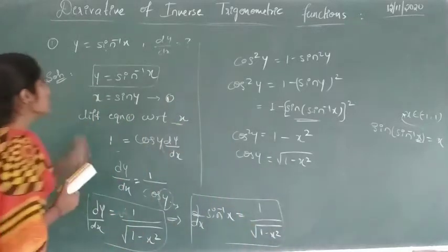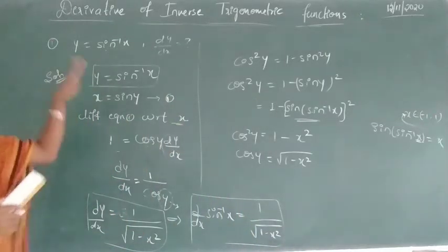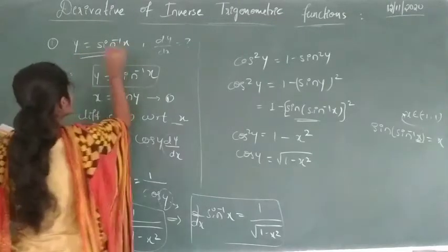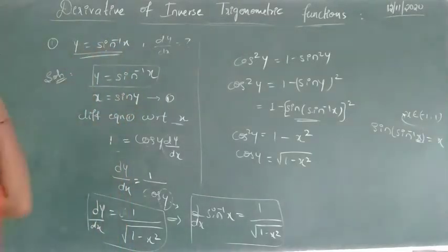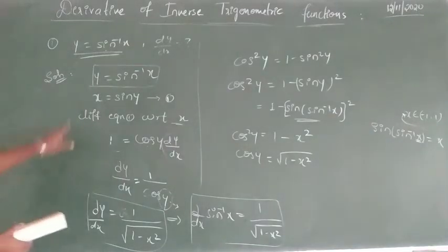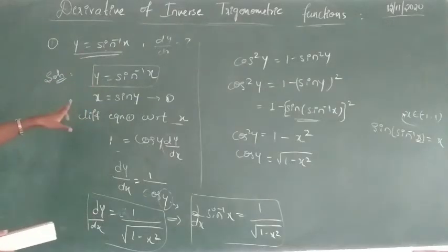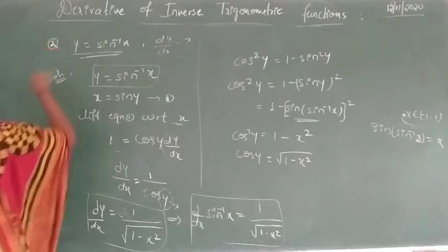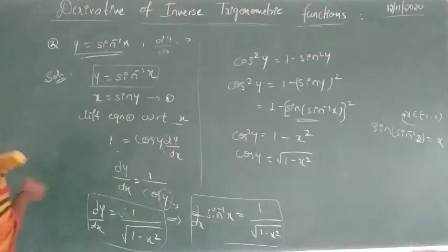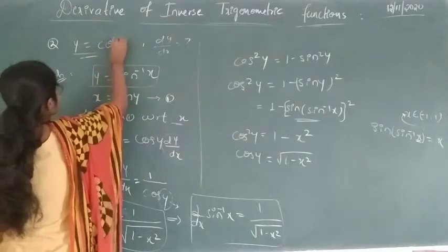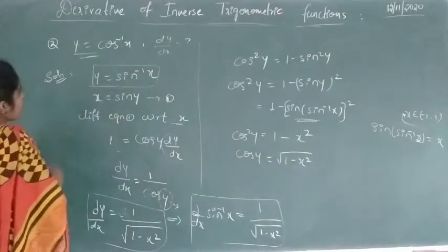See, this is how we will calculate the derivative of our inverse trigonometric function. So this is for y is equal to sin inverse x. So similarly you can do for cos inverse x, find it out. So see, try to write from this solution. Suppose the second one, what I will do, suppose y is equal to cos inverse x. See, that is cos inverse x, find dy by dx.